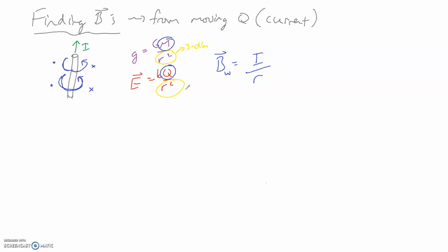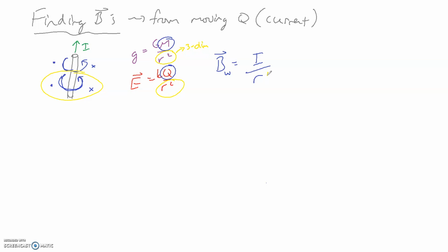Magnetic fields don't do that. Magnetic fields don't go out in 3 dimensions in the shape of spheres. They go out in 2 dimensions in the shape of a circle. So since the 3-dimensional shape has a squared measurement, a 2-dimensional shape will just have a 1. So there's not r squared, it's just r. So that's one of the key differences between the expressions.